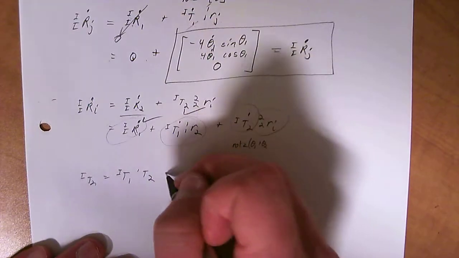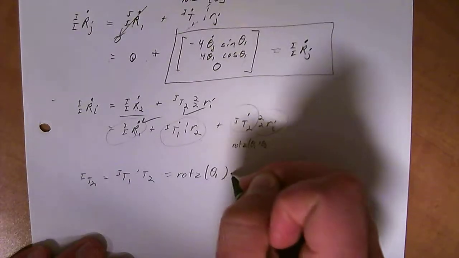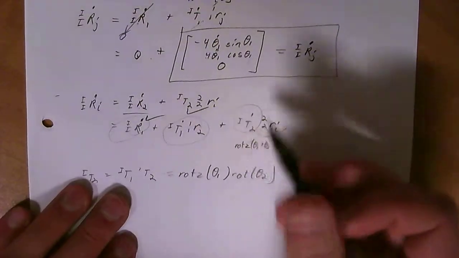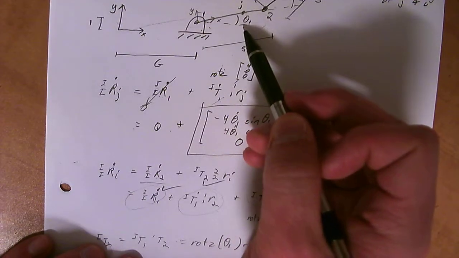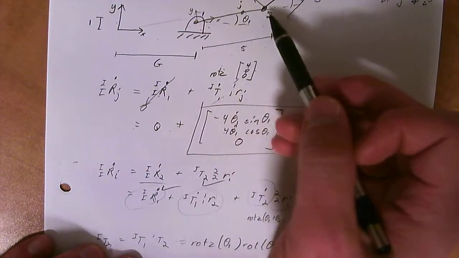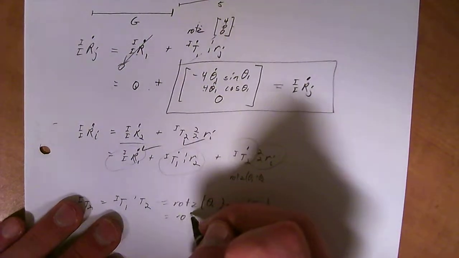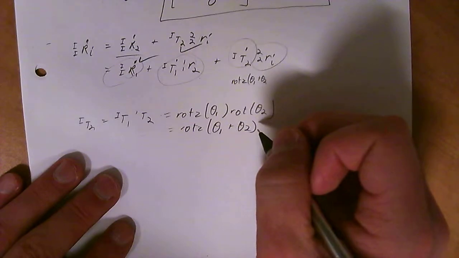Okay, this is equal to a rotation about z of theta 1, and then a rotation about z of theta 2. So to get from I to 1, we have to rotate about theta 1, and then to get from 1 to 2, we have to rotate around theta 2. Rotation about z, this is equal to a rotation of z of theta 1 plus theta 2. Get it up there where you can see it.